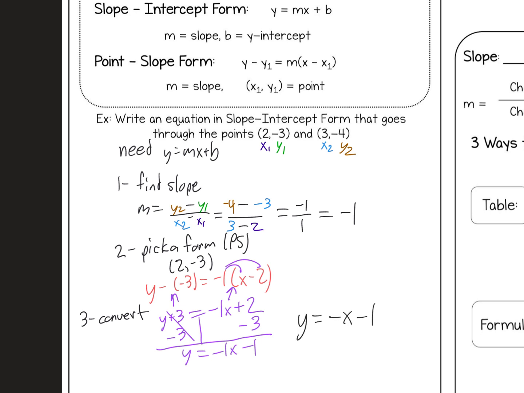For the 3 forms of linear equations, you need to know, first of all, how to take information you've been given and plug it into the formulas. Second, you need to be able to identify important information such as the slope, the x-intercept, the y-intercept, or a point from any of those three equations. Third of all, you need to know how to convert between any of those three forms. And finally, you need to know how to graph them, which we will talk about in a second.